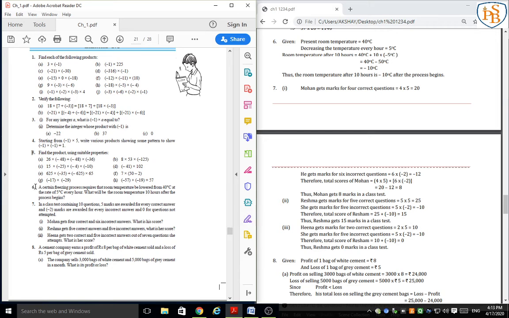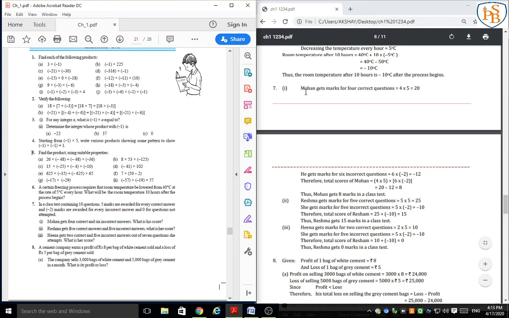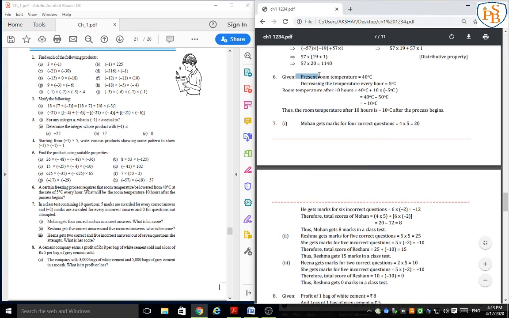Question number 6. A certain freezing process requires that room temperature be lowered from 40 degrees Celsius at the rate of 5 degrees Celsius every hour. What will be the room temperature 10 hours after the process begins? Look here, the given present room temperature is 40 degrees Celsius. The temperature decreases every hour by 5 degrees Celsius. So what will be the room temperature after 10 hours?